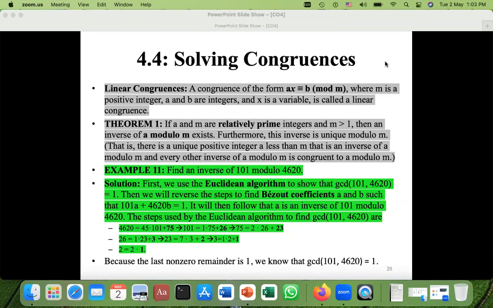Let's start this lecture about section 4.4, and it is about congruences. In previous lectures, we saw the basic form of the congruence, of the form a congruent to b mod m. But here we now have the definition for linear congruences.